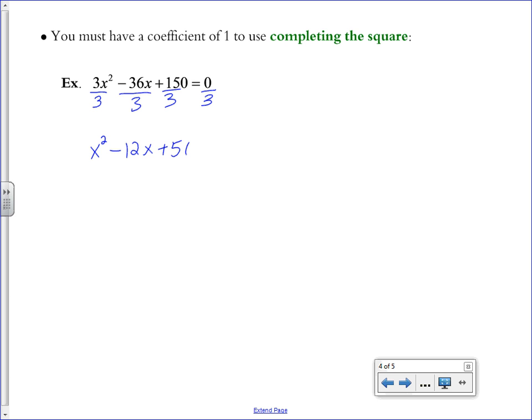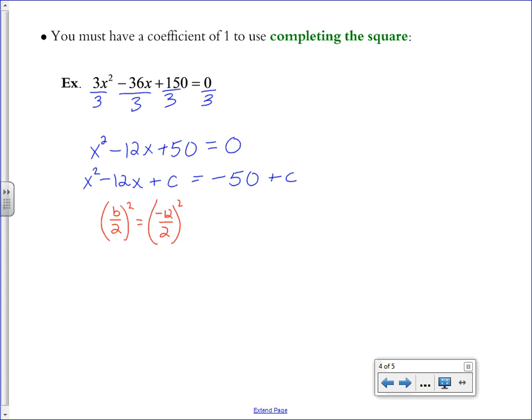Plus 50 equals 0. And now what we're looking at is a trinomial that is not a perfect square. We want it to be a perfect square so that we can use our square root method. So we're going to start by moving the 50 to the other side, filling in our own c value. Remember, to determine c, you're going to use half of b squared, which here would be negative 12 over 2 squared, which is negative 6 to the second power, which is 36. That tells us what our c value is. Positive 36. Don't forget to add it to the other side as well.